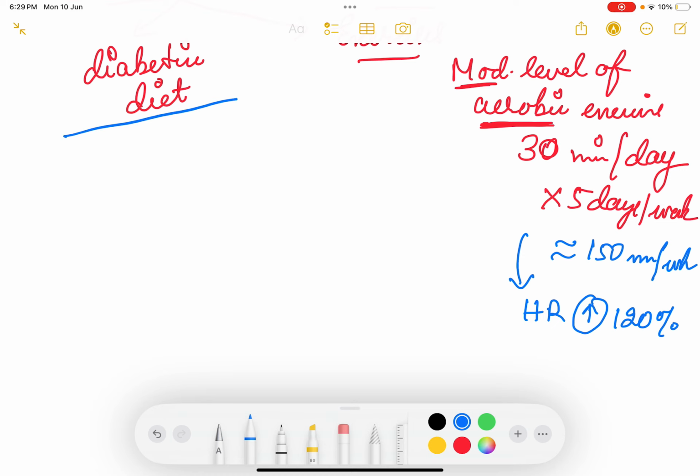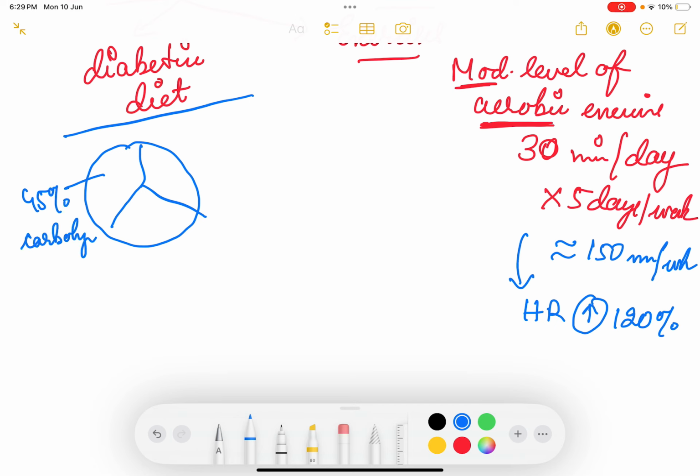Coming to diet, what do you mean by diabetic diet? Diabetic diet means the diet composition should be such that 45% of the meal should be carbohydrate. 30% of the meal should be proteins. Whatever food is taken, 30% of it should be proteins, and 25% should be fat. This should be the composition. Accordingly you have to tell.